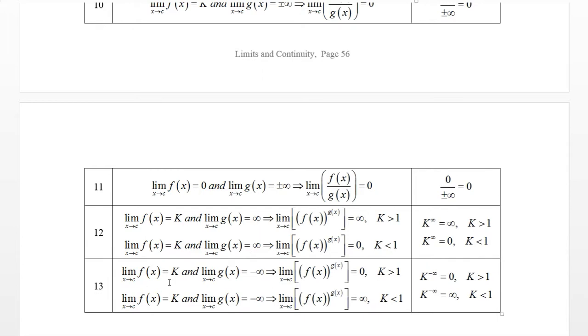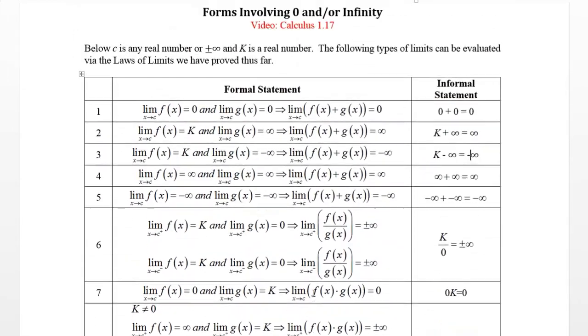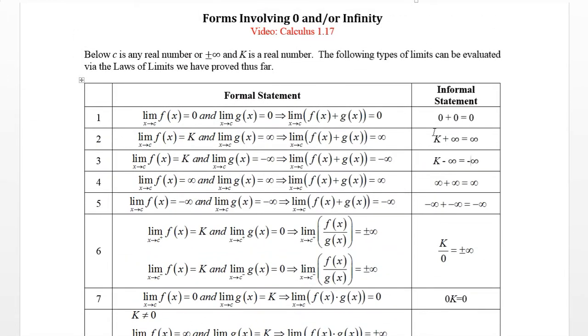And this is kind of the same thing here, except this time the power is going to negative infinity. It just kind of goes backwards here. So if the base, the f of x, is going to some real number bigger than 1, and the top is going to negative infinity, then the whole thing's going to go to 0. And if the base is going to something less than 1, and the top is going to negative infinity, the whole thing is going to go to positive infinity. But again, if that base is 1, we don't know what's going to happen. So I can kind of informally state these things like this.